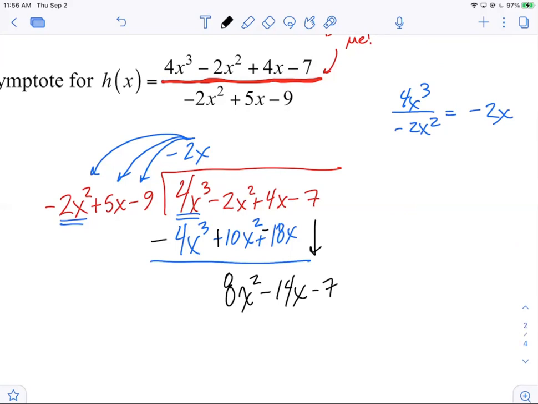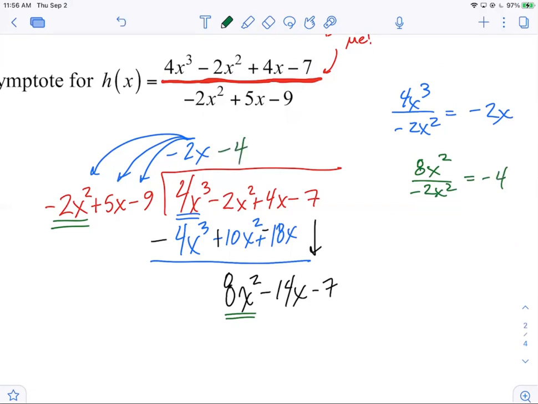And now we do it again, okay? We repeat that process. So now you come back up to the leading terms. How many times does negative 2x squared go into 8x squared? Well, off to the side, that's the same as 8x squared divided by negative 2x squared. And the answer is negative 4.